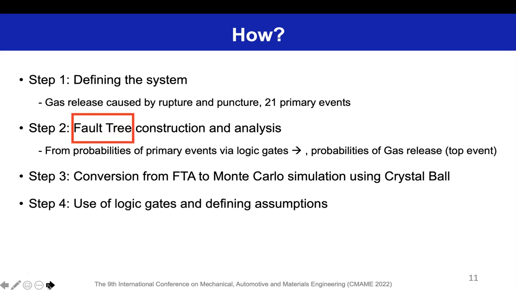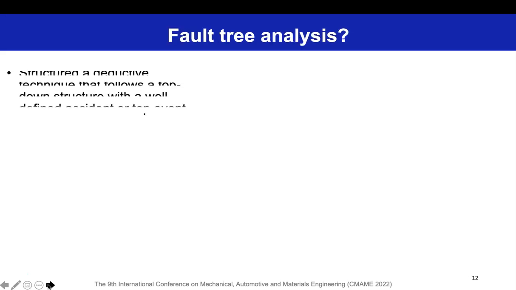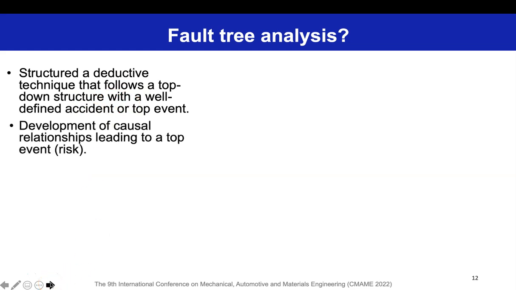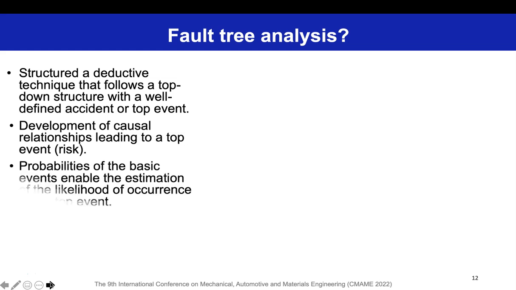Now let's talk about what the fault tree is. In the fault tree analysis, basically it is a structured approach where a deductive technique is used that follows a top-down structure with a well-defined accident or top event. It is used in the development of the causal relationship leading to the top event, which is normally considered as a risk. A risk is something which is an unwanted event or unwanted scenario. The third fault tree analysis point is that the probabilities of the basic events enable the estimation of the likelihood of occurrence of the top event.